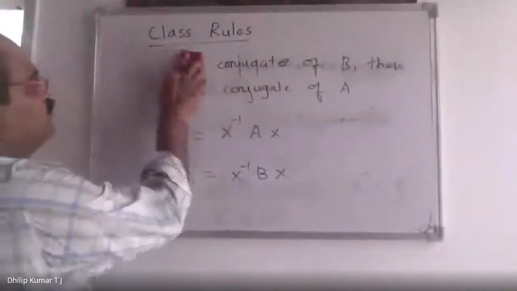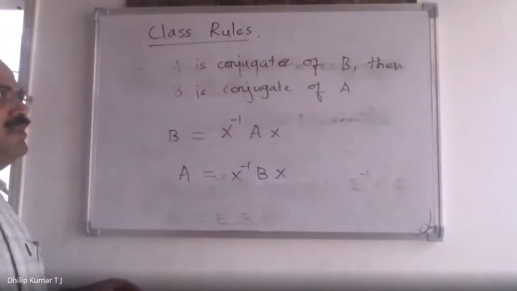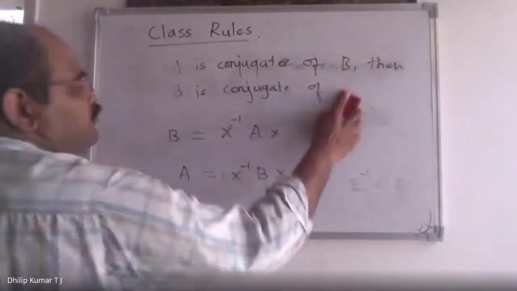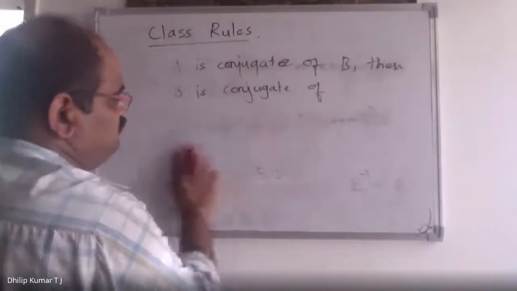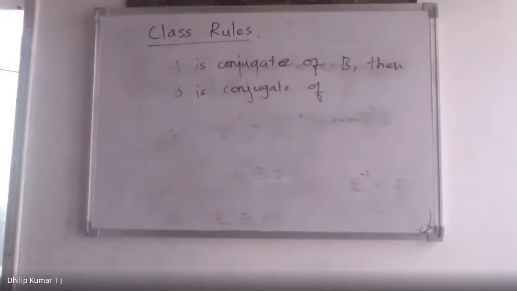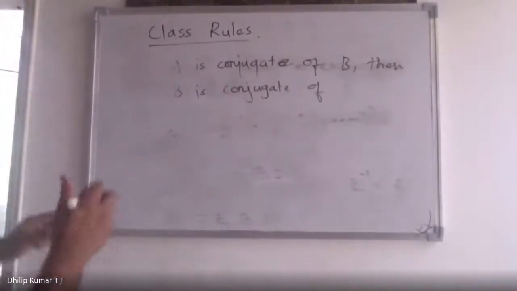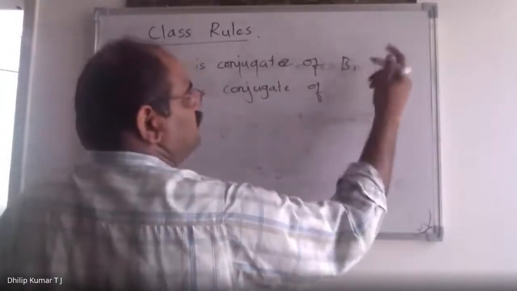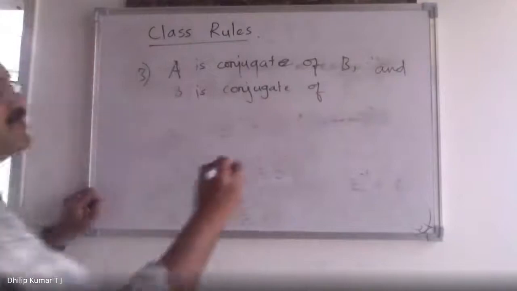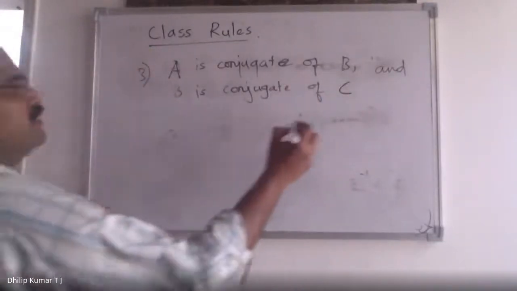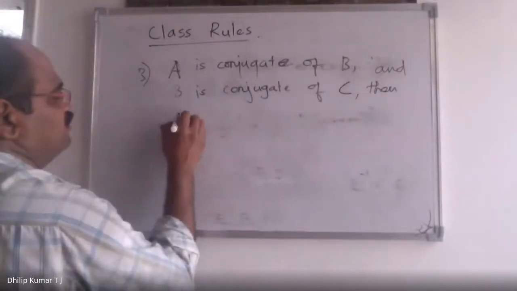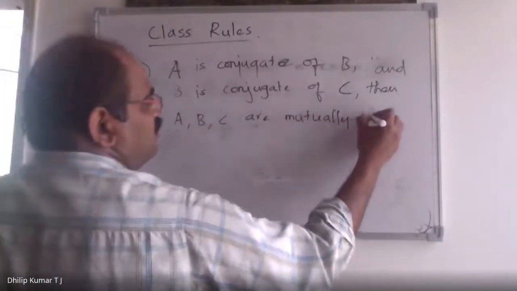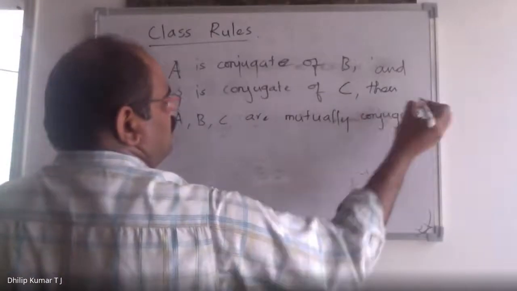The third rule is if A is a conjugate of B and B is a conjugate of C, and all A, B, C are in the same group, then A, B, C are called mutually conjugate. So that's the third rule.